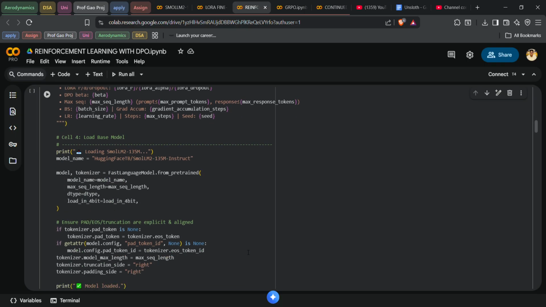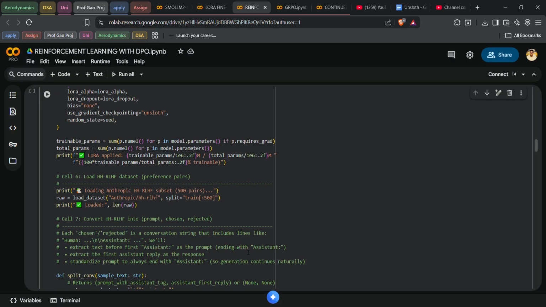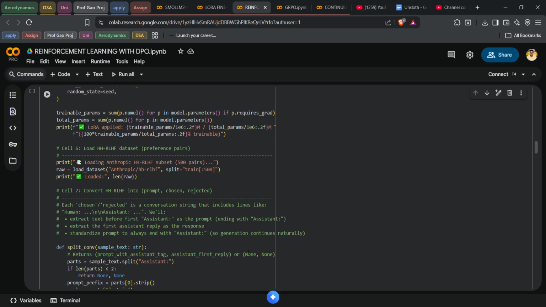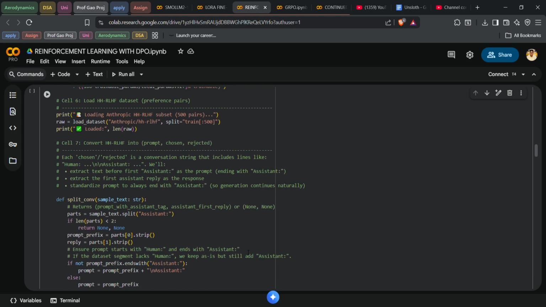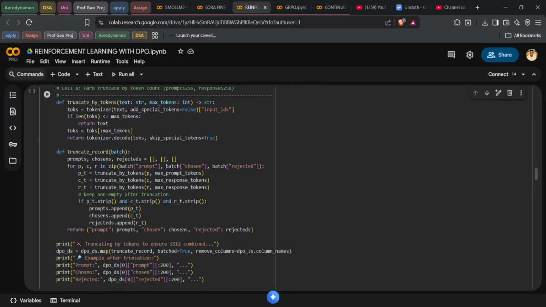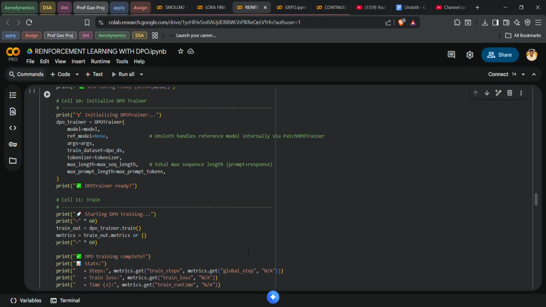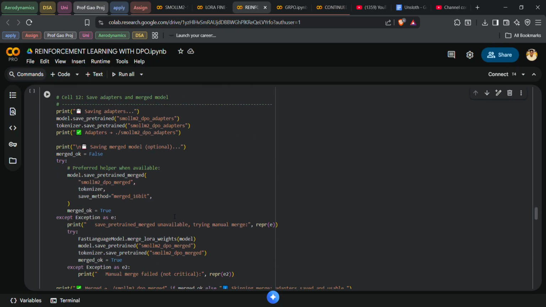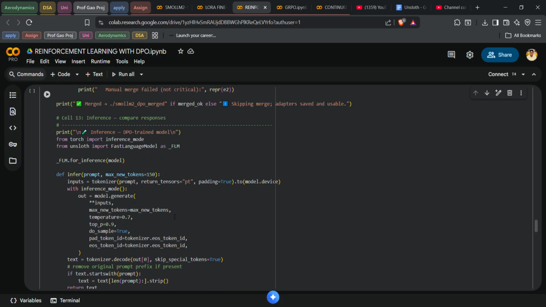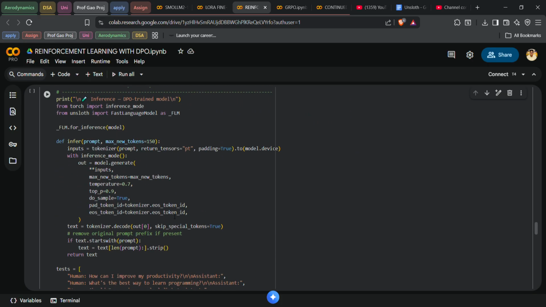So after loading and getting all the data done, applying LoRA to the model, and then applying DPO as the reinforcement learning method and training it over all the data, we come to the part of testing. So let's get the inference done.